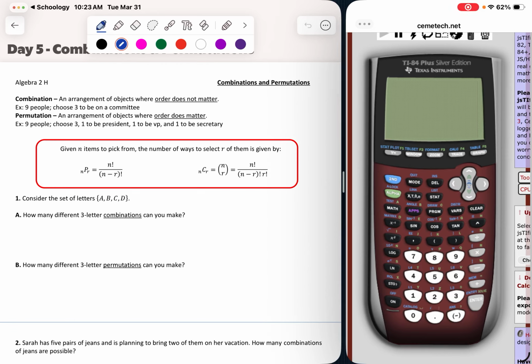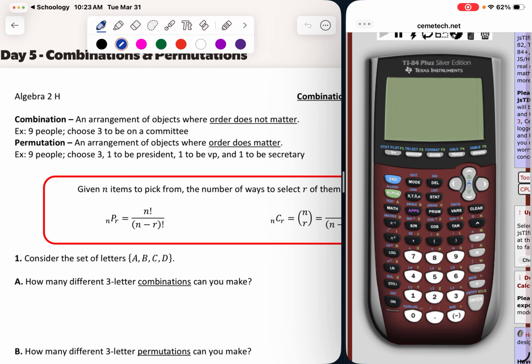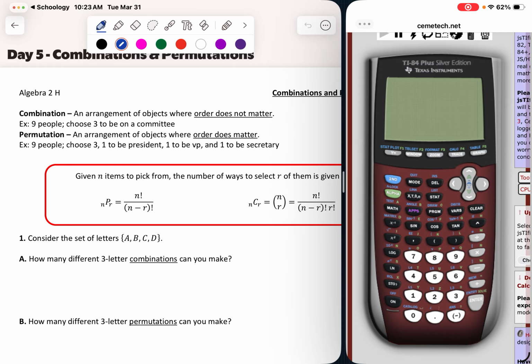All right, so welcome to the video on combinations and permutations. So first off, what is a combination and what is a permutation? So here's the difference at the top right here. I have it typed out for you. It says a combination is an arrangement of objects where order does not matter. And then a permutation is an arrangement of objects where the order does matter.